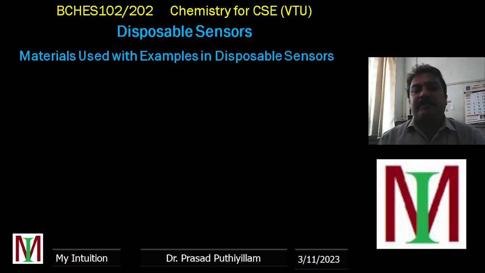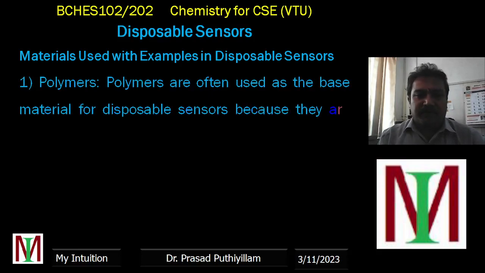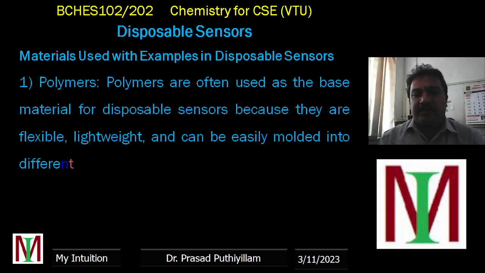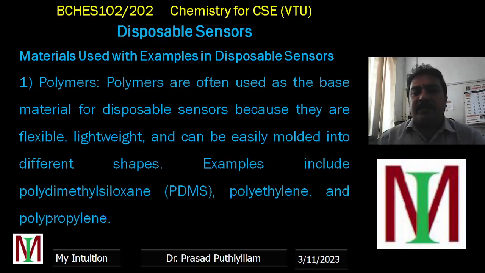Now, some of the materials which are used in this type of disposable sensors, I am giving examples here, like polymers. Polymers are often the base material used in disposable sensors because they have flexibility, they are lightweight and can be easily molded into different shapes and designs. Examples of polymers used are PDMS, that is polydimethylsiloxane, then polyethylene sheets, and polypropylene as well, which we commonly use.